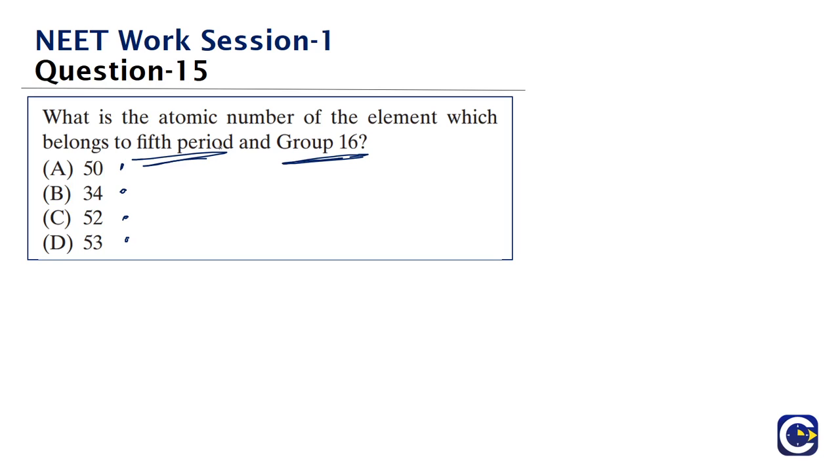Whichever. If you are very comfortable with the atomic numbers, I'll tell you: fifth period. Fifth period means what? Helium, neon, argon, krypton, xenon. This is the first, second, third, fourth, fifth. This is xenon. Xenon, what is the atomic number? 54. The elements in the xenon period will be the fifth period. The inert gases are 18th group.